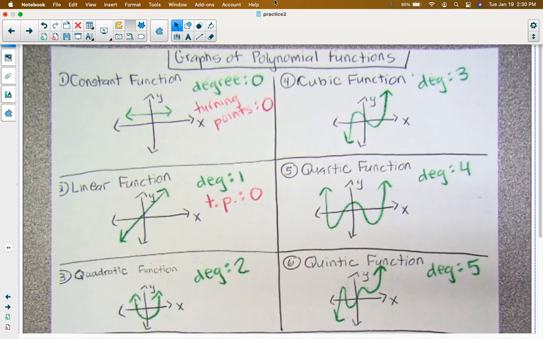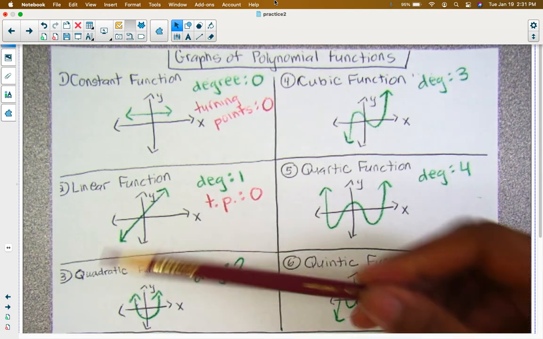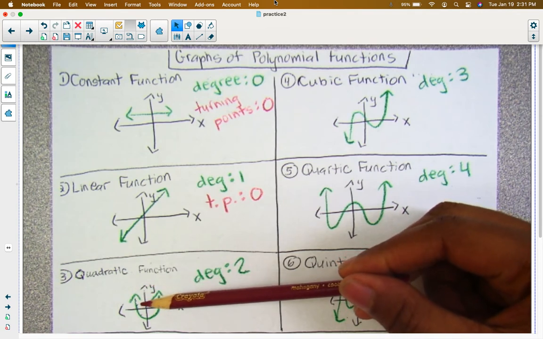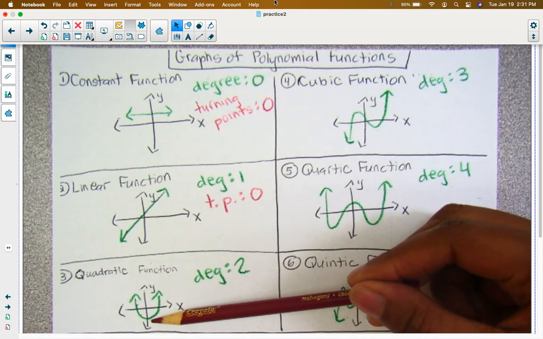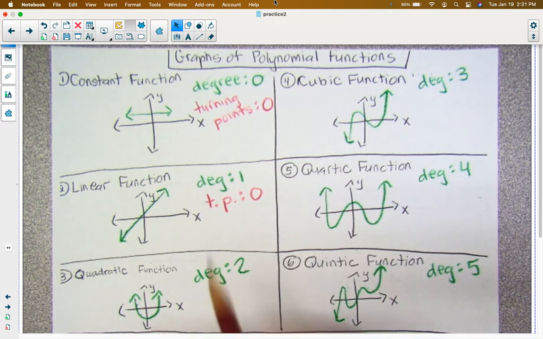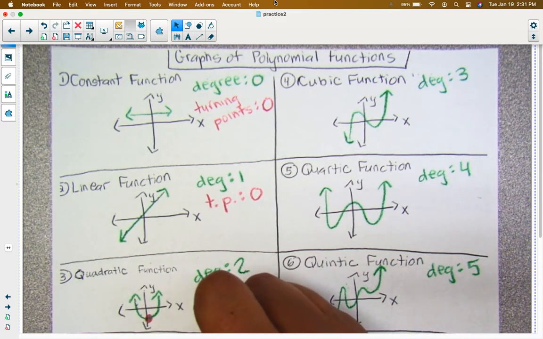Now, as I get into the other ones, there are going to be some turning points. There's going to be some point in my graph where it switches from negative to positive or positive to negative. If I take a look at this quadratic function, it's going down and then all of a sudden it stops, and then it starts to go back up again. So my turning point is somewhere down here. So there is one turning point.